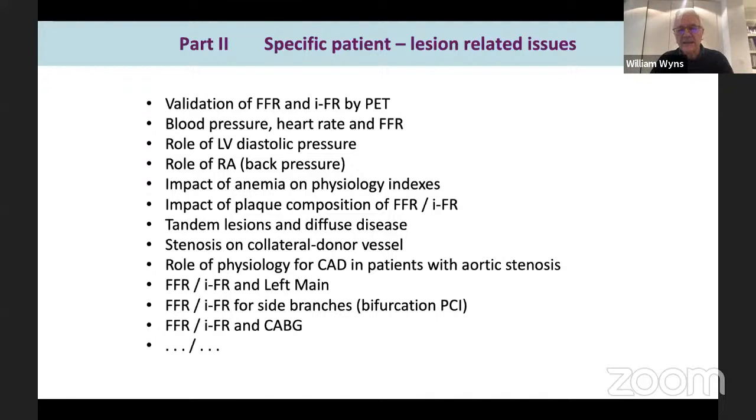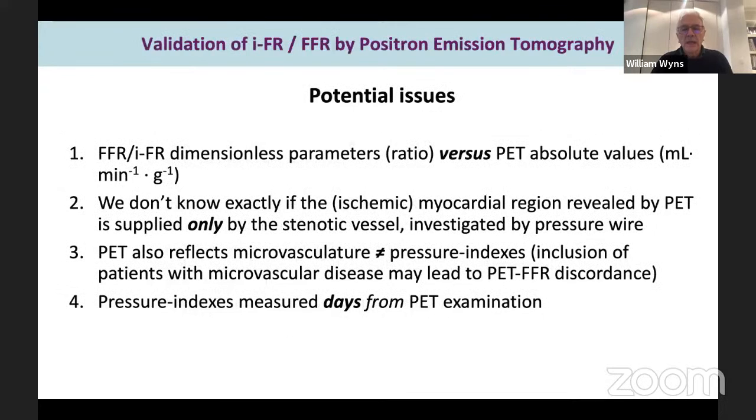So there is value in trying to validate it. And the standard for validation of flow as a research tool is positron emission tomography. So before looking at what's available, what are the questions or the issues we have when you're trying to address a pressure-derived index, be it FFR or IFR, and a quantitative measurement of flow by positron emission tomography?